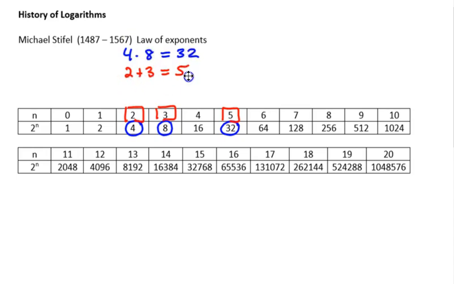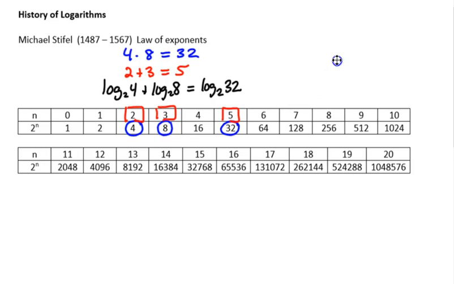So these exponents add. What he was noticing actually is that their logs add, which is something he didn't know about yet because that word hadn't been used yet. But we could say log base 2 of 4 is 2, plus log base 2 of 8, which is 3, equals log base 2 of 32, which is 5. So when we multiply numbers, their logarithms add.